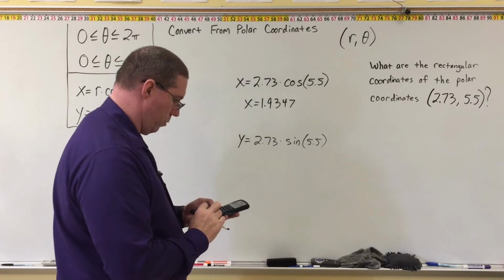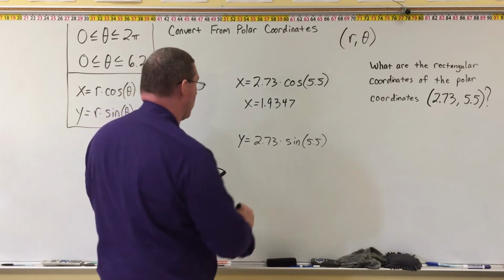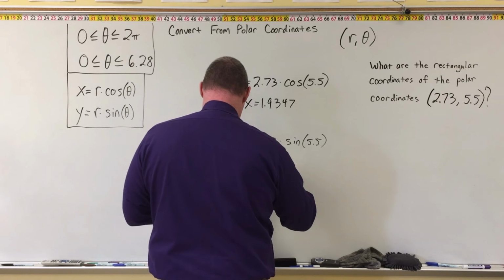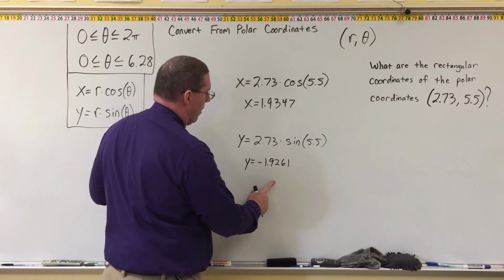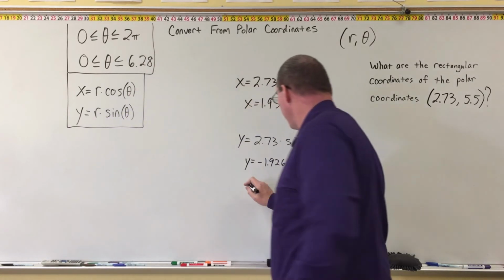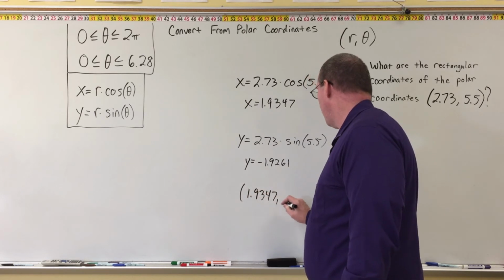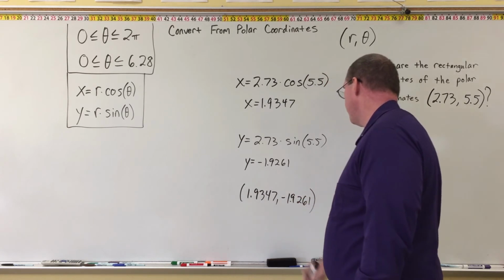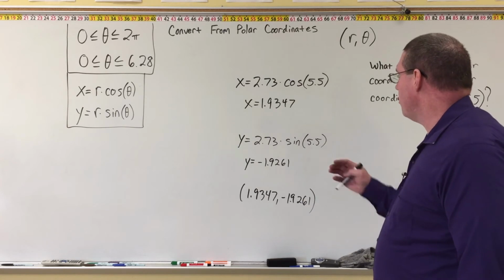Then my y-coordinate is going to be 2.73 times sine of 5.5. Okay, so 2.73 times sine of 5.5, and that gives me a y-coordinate of negative 1.9261. And so the rectangular coordinates for that point are 1.9347, comma, negative 1.9261.